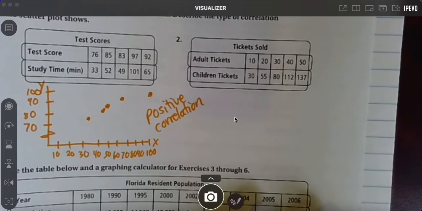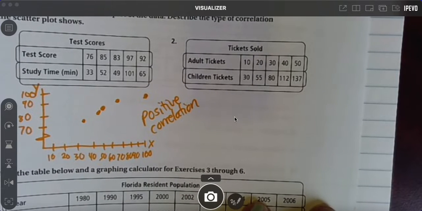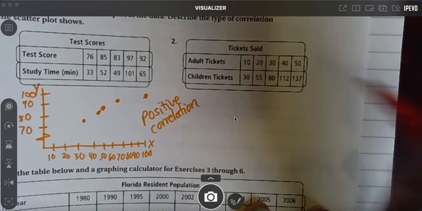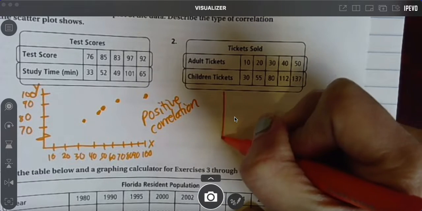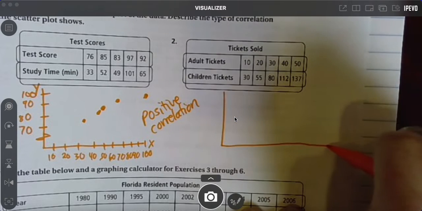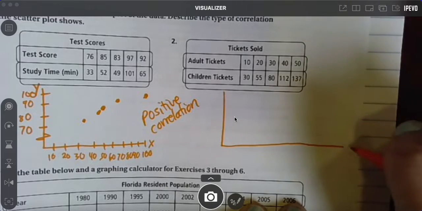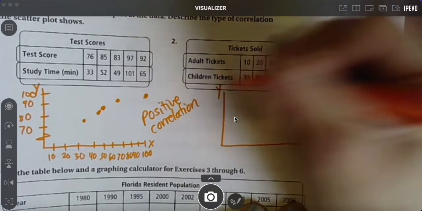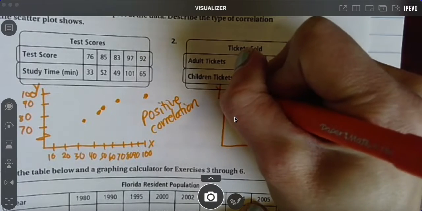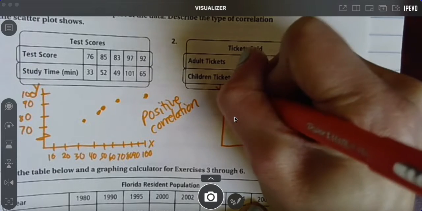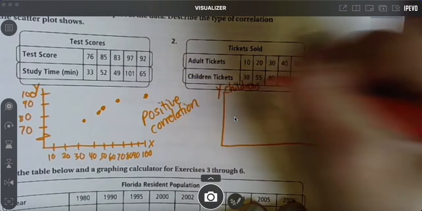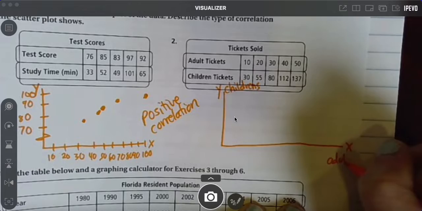So I guess we'll do children's tickets on the x-axis. That's what I'm going to go with. Adult tickets on the y-axis. No, I'm going to change it. I'm going to do adult tickets here. No, I just said that. Children's tickets here. And then I'm going to do adults here.